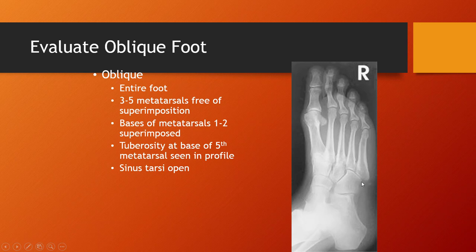So this is your metatarsal tuberosity. The tuberosity at the base of the fifth is where a lot of fractures actually take place, and you'll be able to demonstrate that on this oblique. That sinus tarsi is right here, right above your calcaneus, and you should be able to see through that.